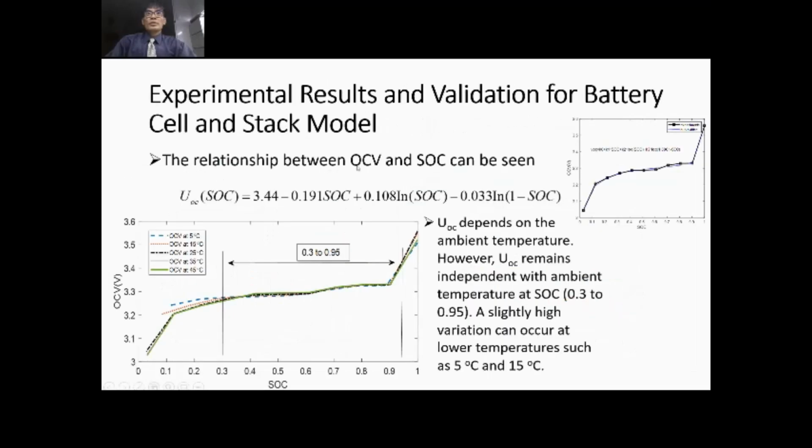The relationship between the OCV and SOC can be seen here. This is something that we have shown in a very early slide. This is the relationship we try to establish, and you can see that the UOC depends on ambient temperatures. However, the UOC, which is the open circuit voltage, remains independent of ambient temperature at SOC between 0.9 and approximately 0.95. A slightly higher variation can occur at the lower temperatures of 5 and 15 degrees Celsius, as we can observe from this graph.